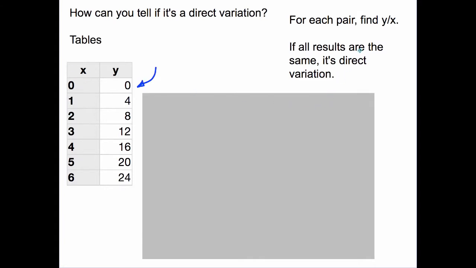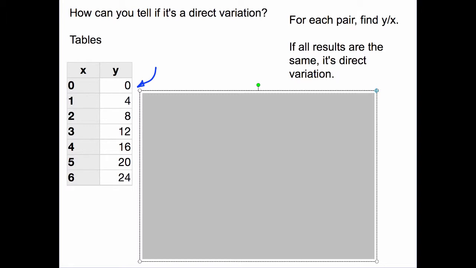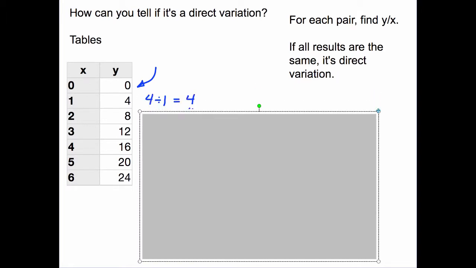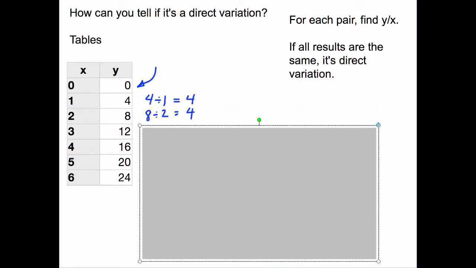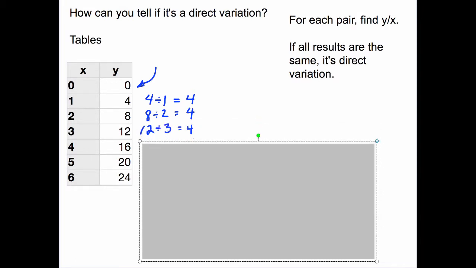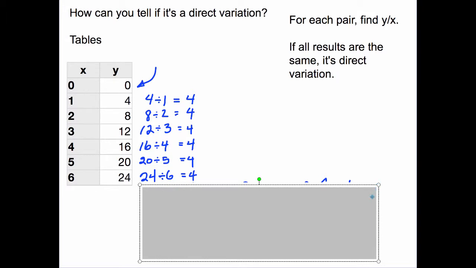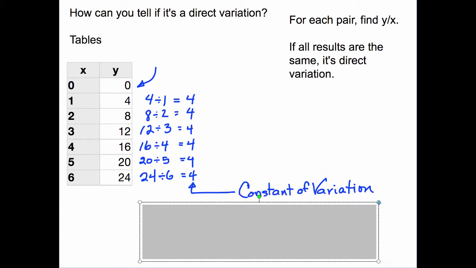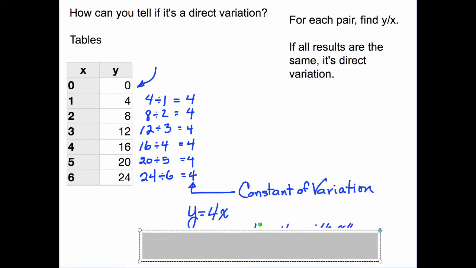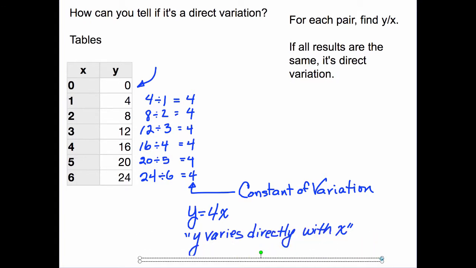The next thing to do is for each pair, 1, 4, 2, 8, and so on, divide y by x, and then if all of the results are the same, it's direct variation. So 4 divided by 1, that's 4. 8 divided by 2 is 4. 12 divided by 3, and so on. They are all equal to 4. So that means that this is a table that represents a direct variation. 4 is the constant of variation. The function that you would write is y equals 4x. And again, we say y varies directly with x.